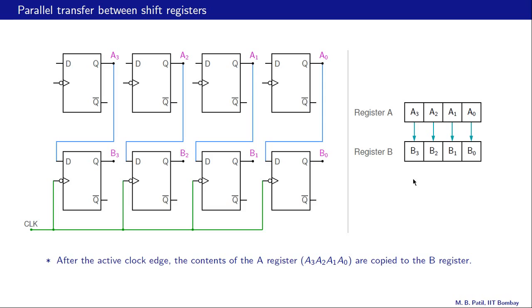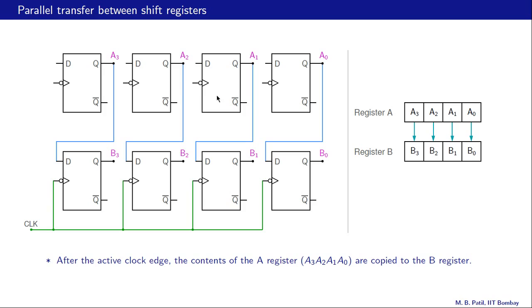Let us suppose now that we have two registers, register A and register B. A3, A2, A1, A0 are the bits of the first register, and B3, B2, B1, B0 are the bits of the second register. What we want to do now is to transfer the contents of the first register into the second register. In other words, this A3 should be transferred here, A2 should be transferred here, and so on. So let us see how we can do that.